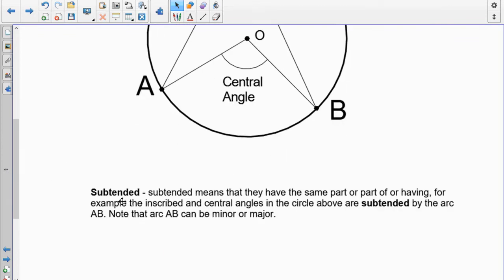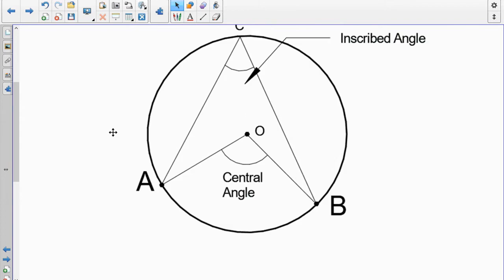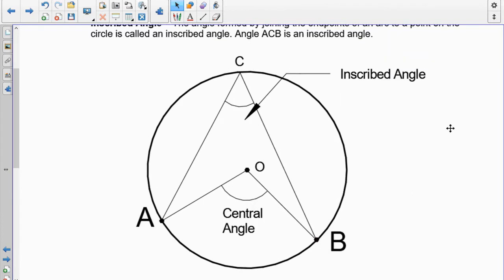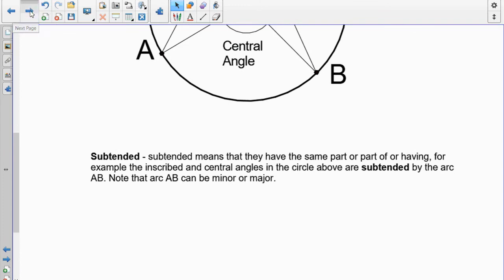Now, the word which is going to be used a lot is called subtended. Subtended means that they share or they talk about the same arc. So, for example, central angle AB is subtended by inscribed angle ACB. It means that they're both talking about the minor arc AB. One is measured from the center, and one is measured from the outside, from the circle line.